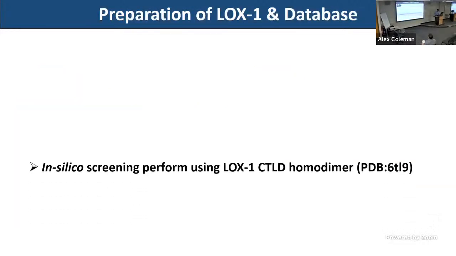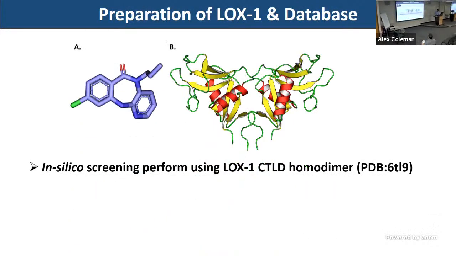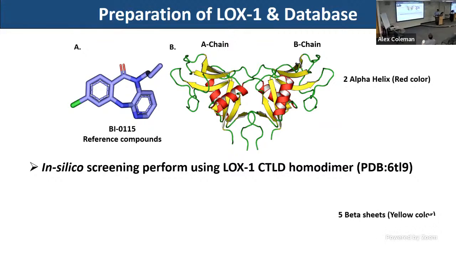Firstly, we download the protein structure from PDB, which is the 6O19 PDB structure, which contains one inhibitor, BI0115. This protein contains A chain and B chain with 2 alpha helices, shown in red color, and 5 beta sheets, which are shown in yellow color.